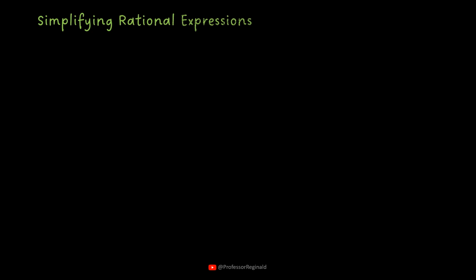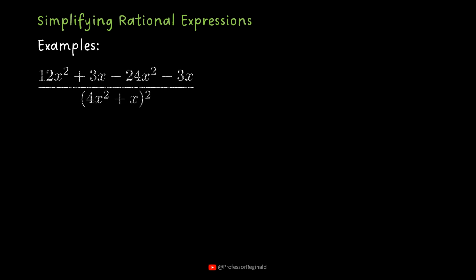Simplifying rational expressions. Examples. A rational expression can be simplified by combining like terms within the numerator or the denominator. And then factoring out common factors that can be divided out.